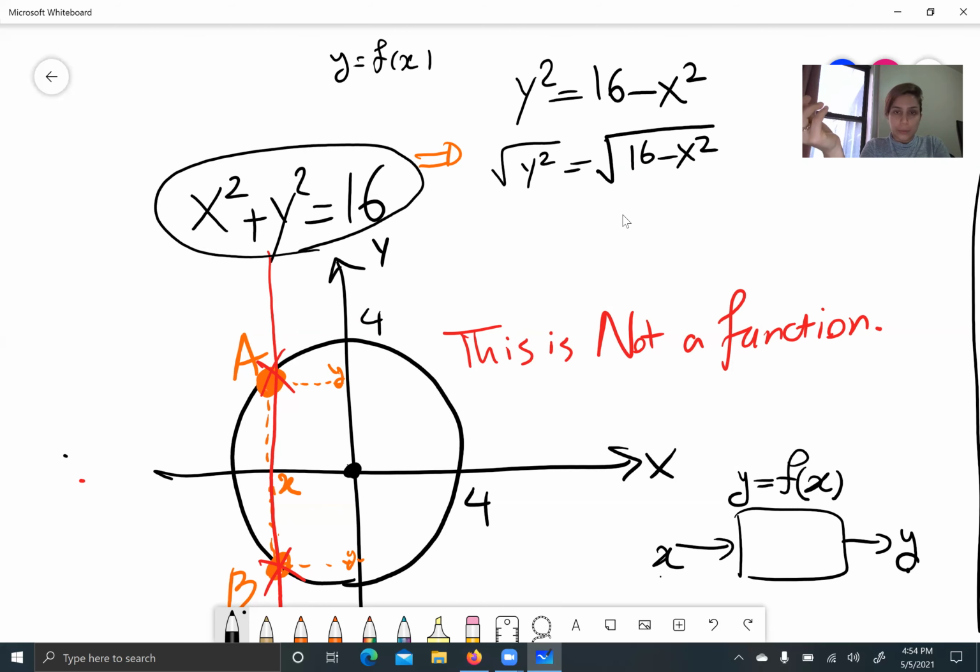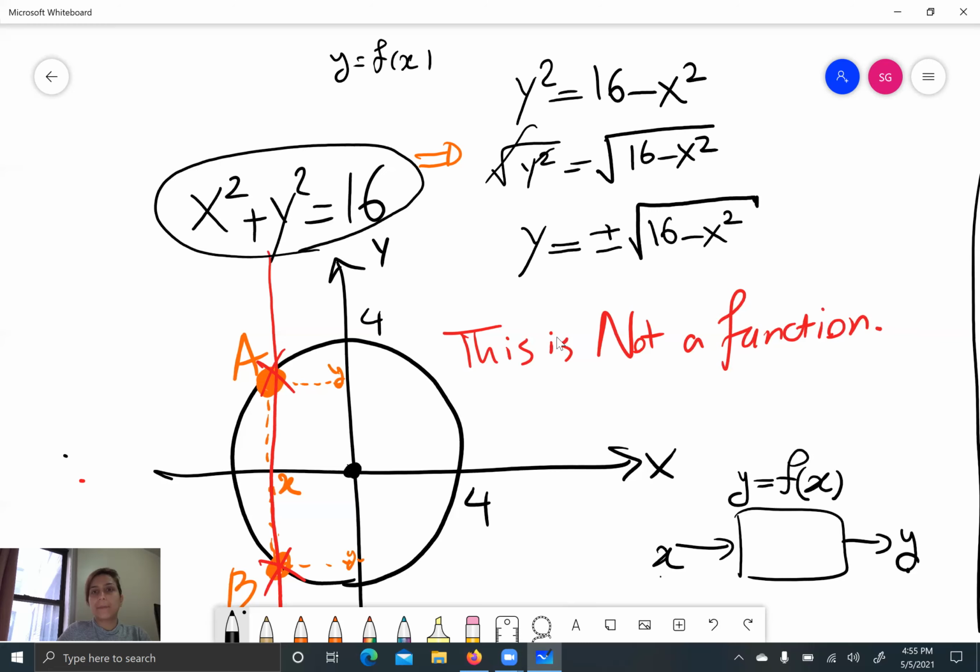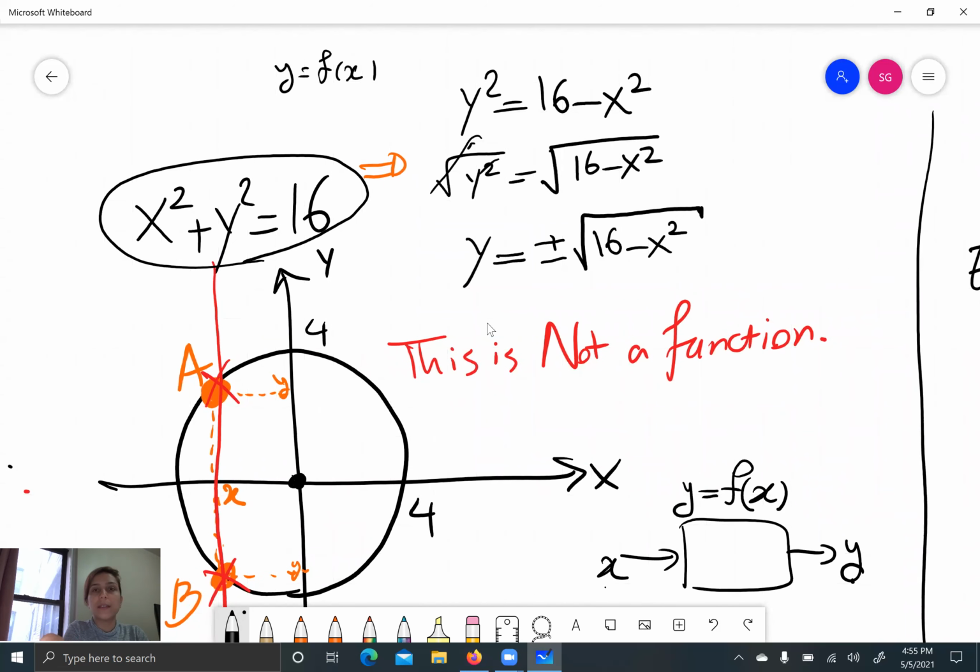But when you take the square root, you know what happens? Then y, because you can cross this, right? What happens is that y is equal to positive and negative square root of 16 minus x squared. Why? Because, look, why is this the case? Yes, we cross this. It's like we can cancel the square with the power 2.